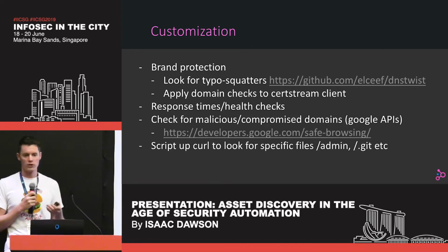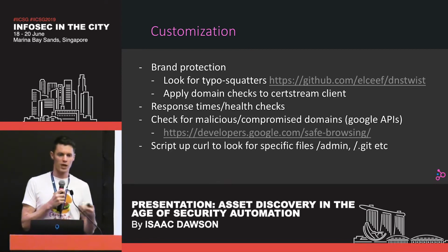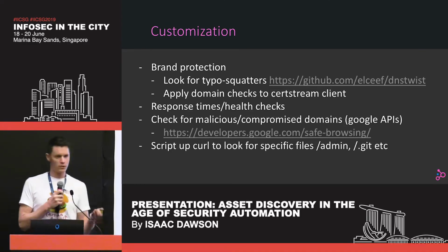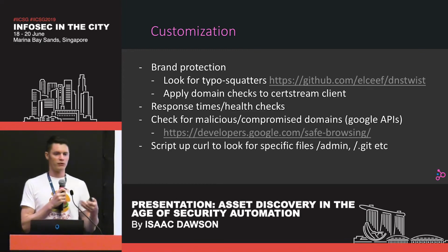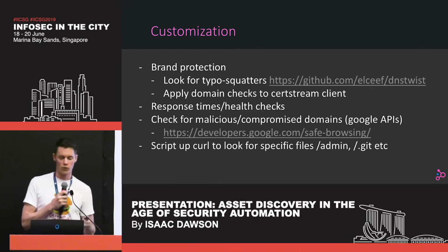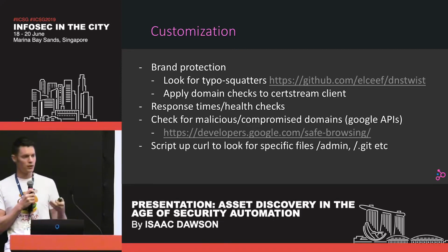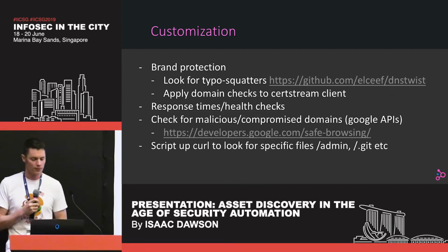So if your organization is worried about brand protection, so people trying to register domains for typosquatting or whatnot, again, if you have that list of initial domains, you can use tools such as DNSTwist to see if anybody's tried to register domains that look very similar to yours. And you can also put this within your CertStream client. So you can say, not only do I want to know if new certificates are issued for my domains, I want to see if people are trying to issue certificates for domains that look very similar to mine.